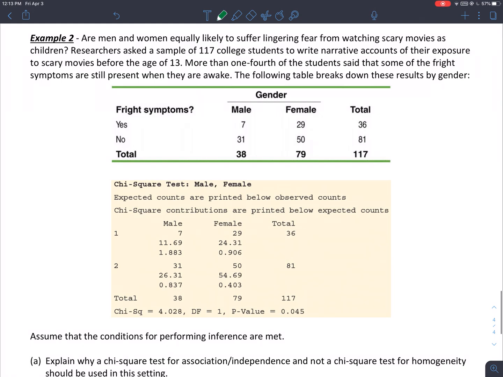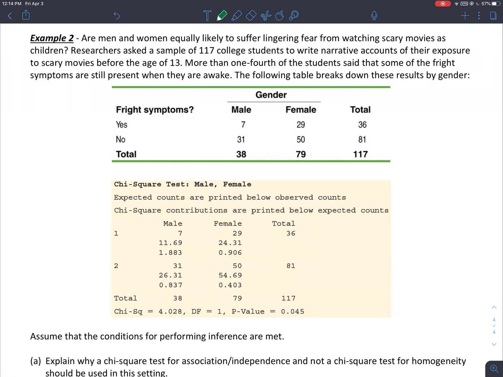All right. Then example 2, real quick, says, are men and women equally likely to suffer lingering fear from watching scary movies as children? Lingering fear from watching scary movies as children. Okay, researchers asked a sample of 117 college students to write narrative accounts of their exposure to scary movies before the age of 13. More than 1/4 of the students said that some of the fright symptoms are still present when they are awake. The following table breaks down these results by gender. Okay, are men and women equally likely to suffer lingering fear from watching scary movies?